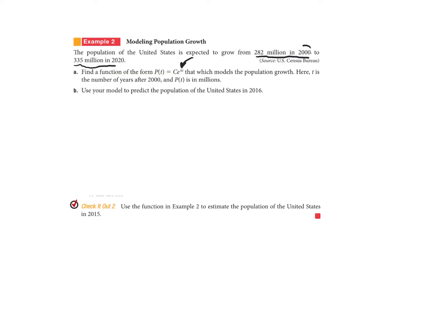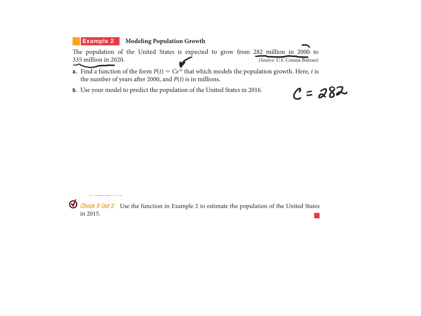When we have 2000 as 0 years, we have 228 million. So our c is going to be 282 million. And we're in millions, so we're going to say c is 282. Because if that c is 282, then we have our model. When I put a 0 in here, that makes this whole thing 0. E to the 0 is 1, and that leaves me with 282.